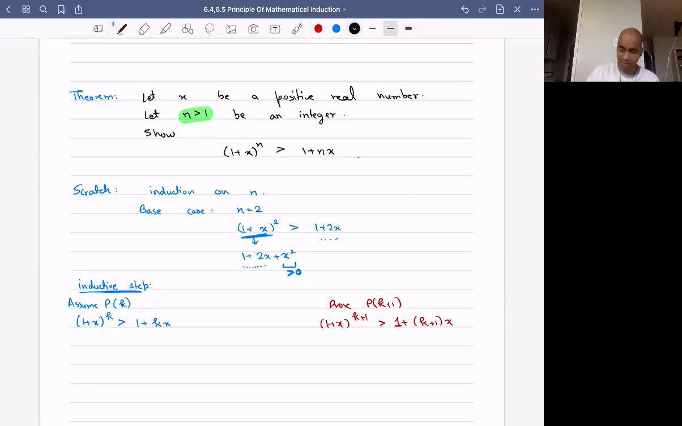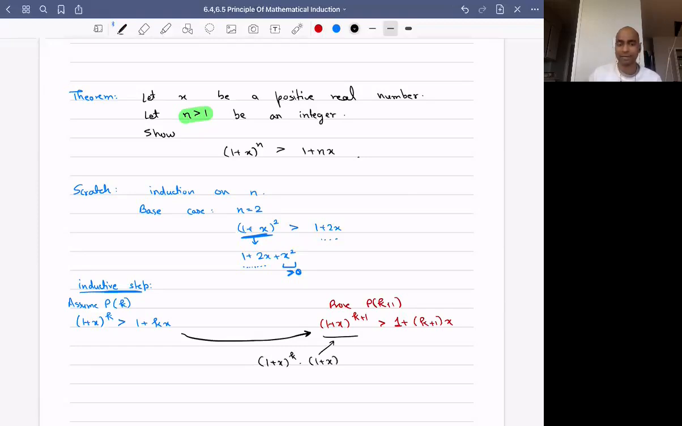All right, so now I need to find a way of going from the left-hand side to the right-hand side. Again, induction is not going to tell me how to do it. It just tells me that I need to do this. So if I look at (1 + x)^(k+1), I can see that within it is (1 + x)^k. So what I'm saying is I can go backward and I can see that this is (1 + x)^k times (1 + x).